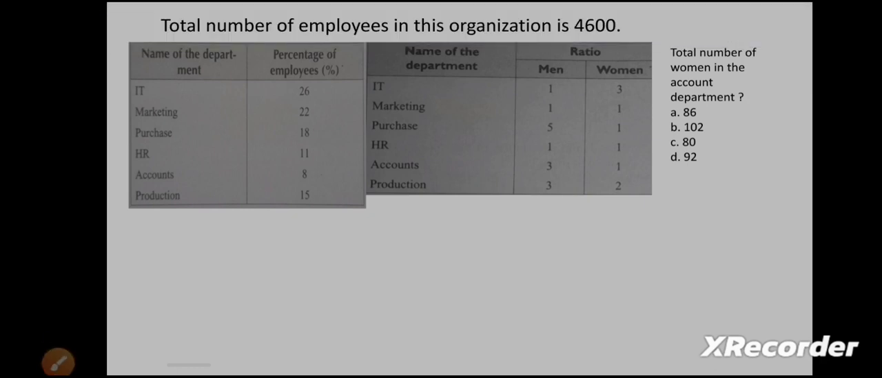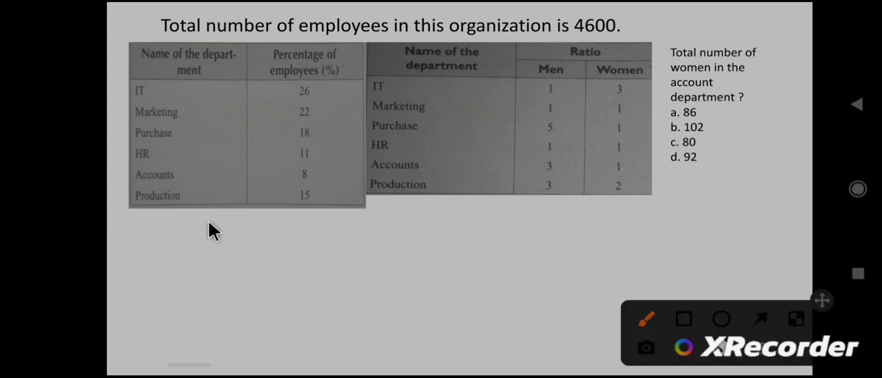With this information, our first question is the total number of women in the accounts department. So what we have to do is, total employees in this organization is 4600. I have written that. Then they are talking about the account section. If we see the account section, we can see 8 percentage. AD represents accounts department, and there we can see 8 percentage.